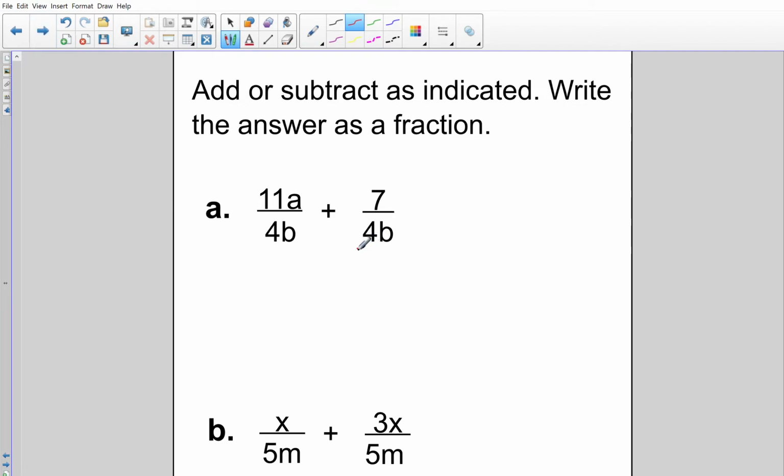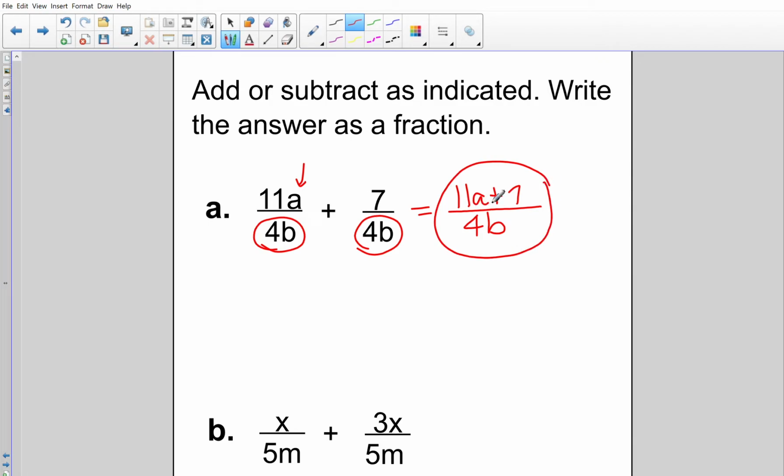The first thing I note is, are my denominators the same? And yes, they are. So I get to keep my denominator exactly the same. So it's going to stay 4b. Now, 11a and 7, I can't add those together to get one term, because 11 has a variable and 7 does not. So it's 11a plus 7 all over 4b. These are not like terms, so they can't be simplified any further. This is my most simplified answer. There's nothing I can take out of it.